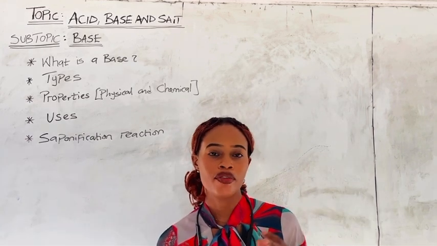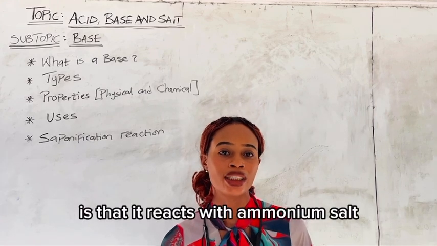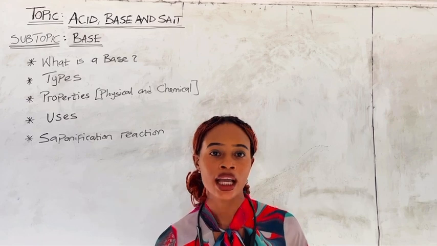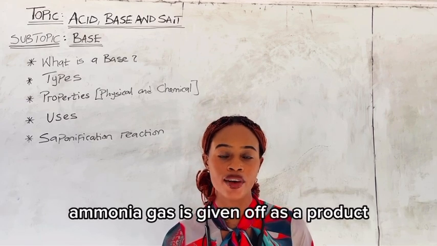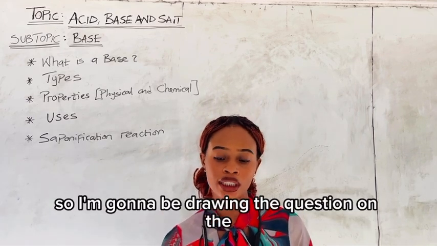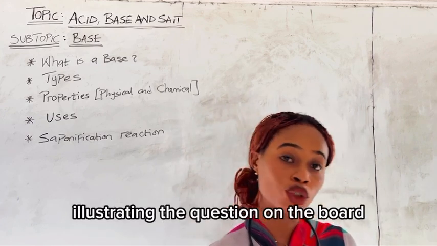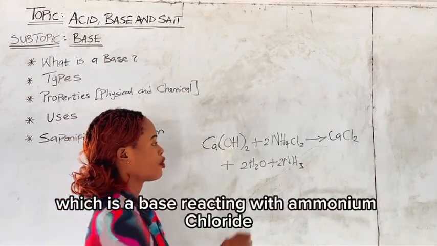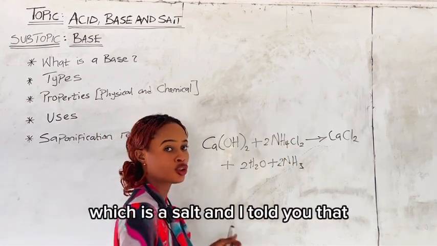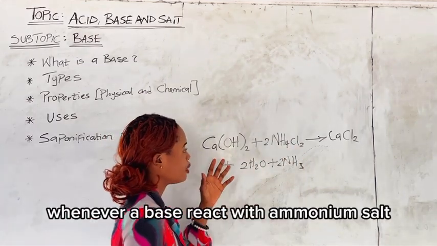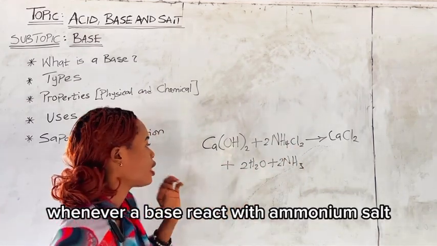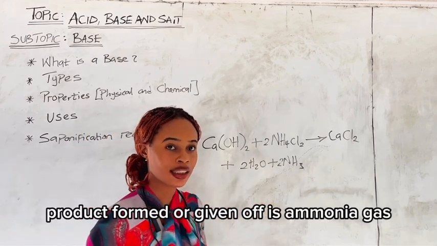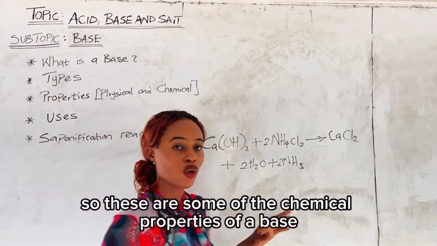The second chemical property of a base is that it reacts with ammonium salt. Whenever a base reacts with ammonium salt, ammonia gas is given off as a product. So I'm going to be illustrating the equation on the board. We have calcium hydroxide, which is a base, reacting with ammonium chloride, which is a salt. And I told you that whenever a base reacts with ammonium salt, the product given off is ammonia gas.